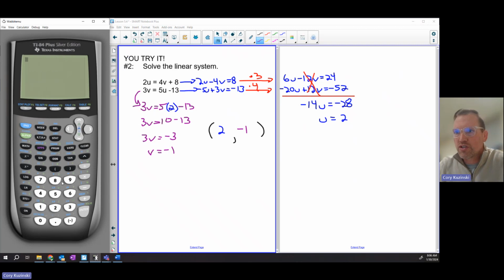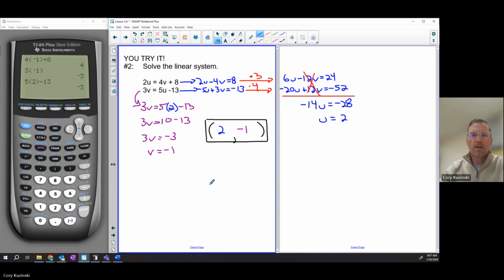Go to the original equations. 2 times U, which is 2, that's this much. And then on the right, I want that to be the same thing: 4 times V, negative 1, plus 8. That's 4. Okay, 4 equals 4. Great. On the bottom equation, 3 times V, negative 1, and then on the right, 5U, just 2, minus 13. There we go, also a negative 3. So the left and right side of the equation equal each other for both of these. So we got it.